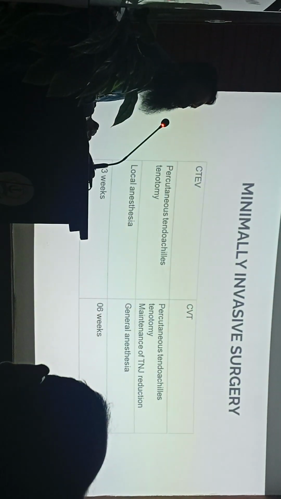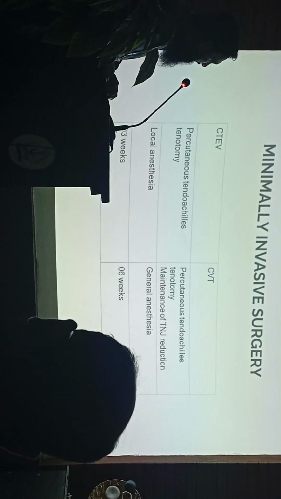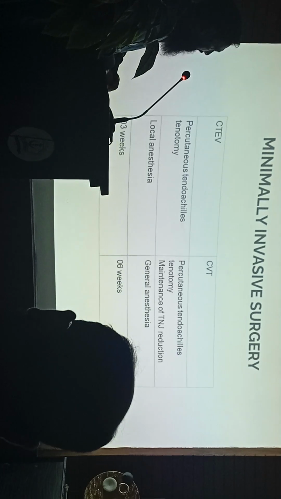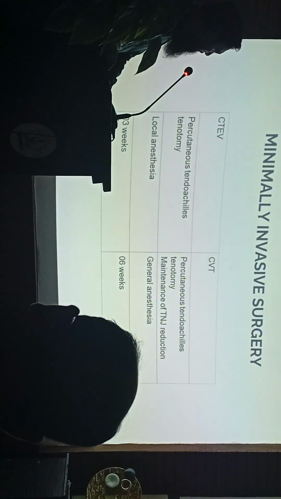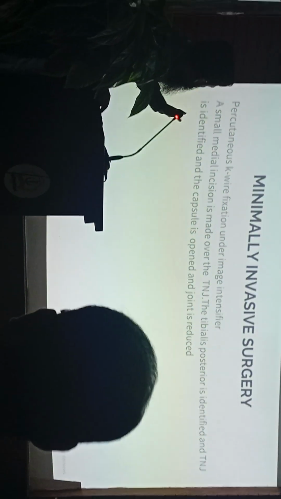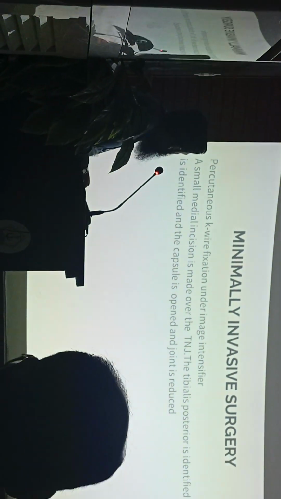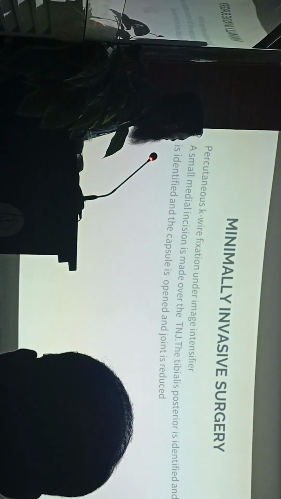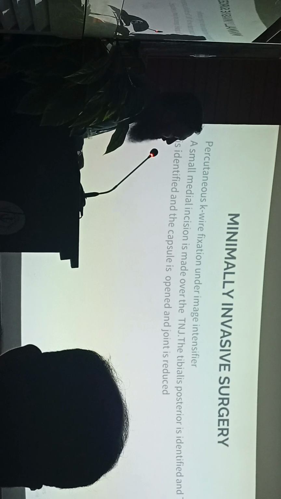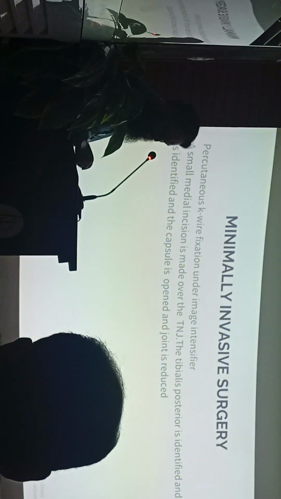First of all, we maintain talonavicular reduction by insertion of K-wires. We already reduced the talonavicular joint by casting. Now we want to maintain this reduction by insertion of a K-wire, and after maintenance of talonavicular joint reduction, we do percutaneous tendoachilles tenotomy. Percutaneous K-wire fixation under image intensifier is very difficult. So a small medial incision is made over the talonavicular joint, the tibialis posterior tendon is identified, and in this way the talonavicular joint is identified, capsulotomy is done, and then the joint is reduced.